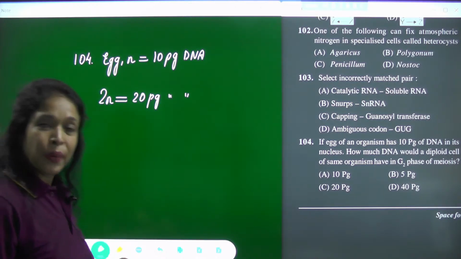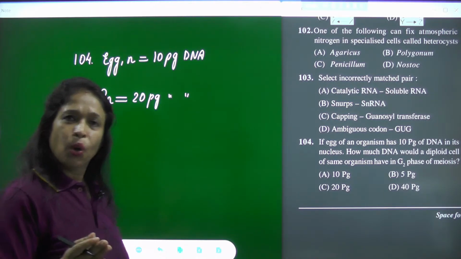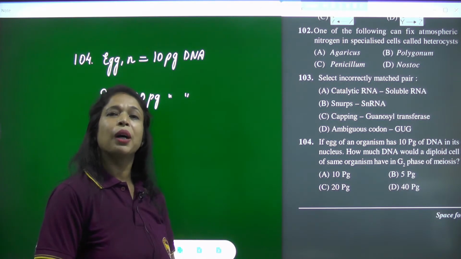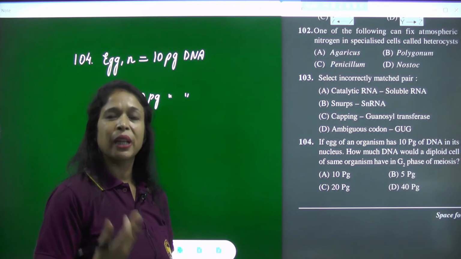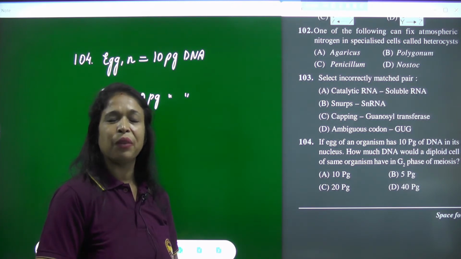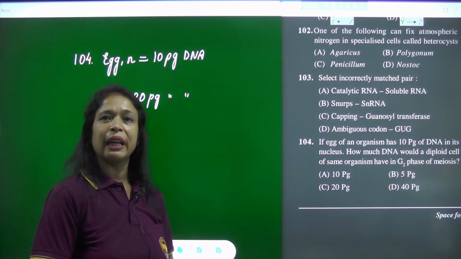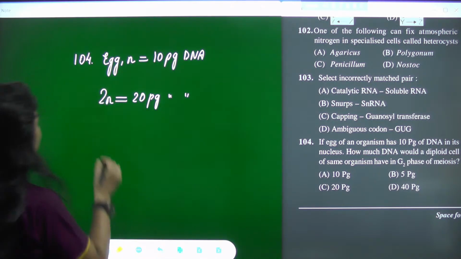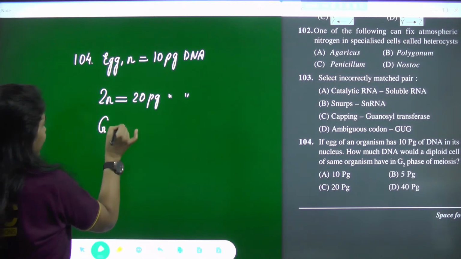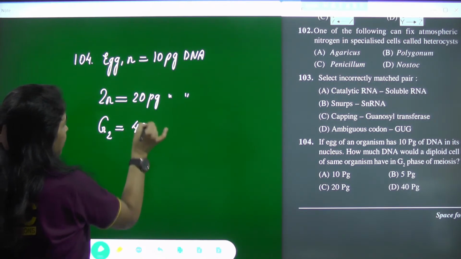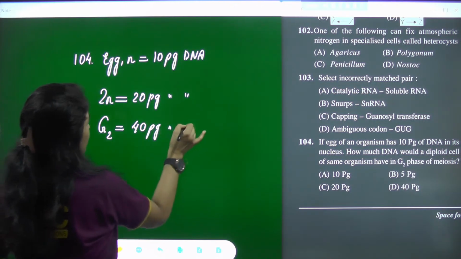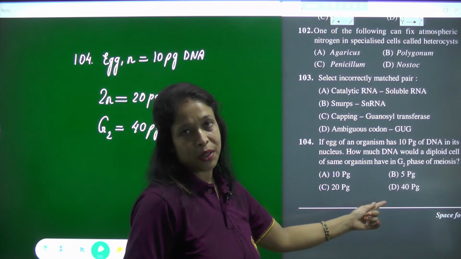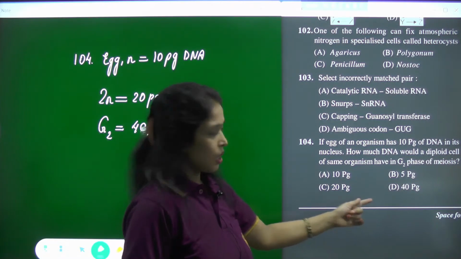And you are asked where? G2 phase. We know that during the S phase, there will be duplication of DNA, replication of DNA will occur, so the DNA content will become double. So after the S phase, that is in the G2 phase, the amount of DNA will be double, right? So the answer will be 40 Pg for 104. Got it? Okay, fine.